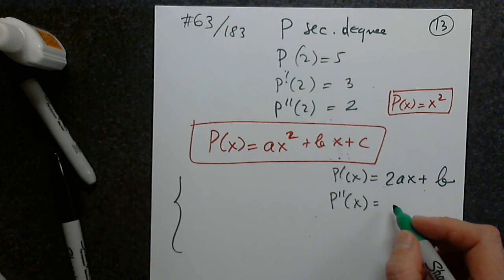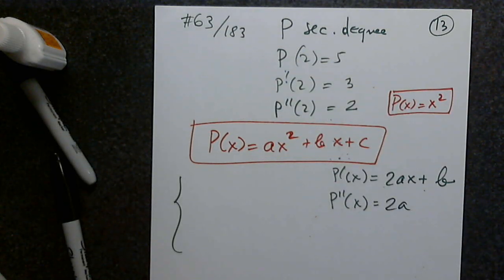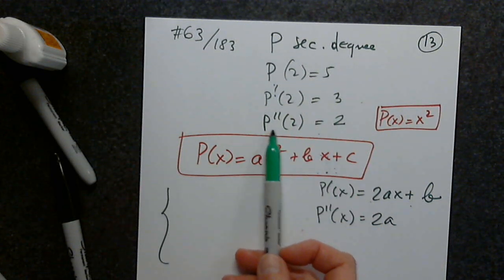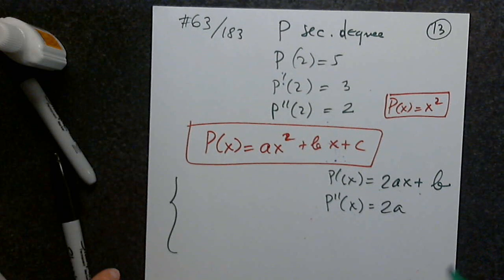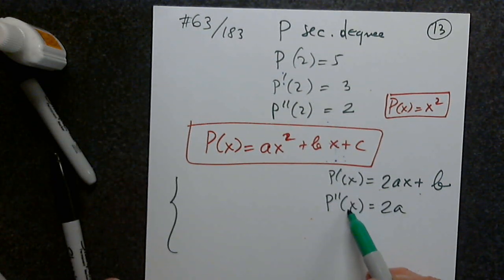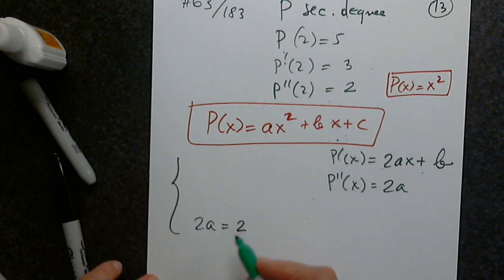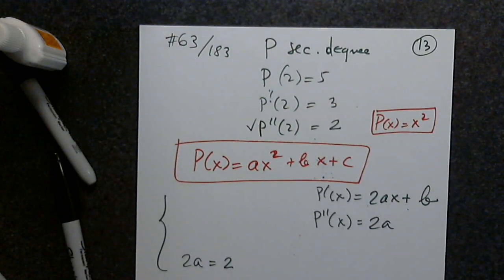Say it again. I think somebody said it. Exactly. Perfect. Awesome. So let's start from the very end. The second derivative at 2 is 2. So when you plug in 2 here, what do you get? 2a, because there is no x; you cannot plug x equals 2 into a. Good. So we're done with the last one.